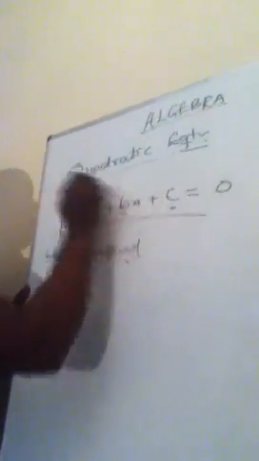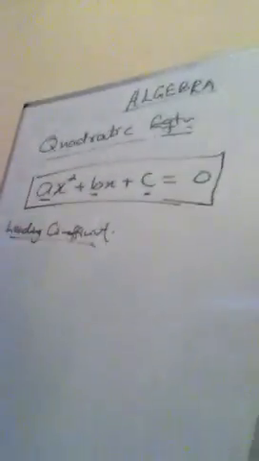Basically, a is the leading coefficient in the sense that it's the whole number attached to x squared, and b is the whole number attached to x, which is also a coefficient. This is the general form of a quadratic equation.